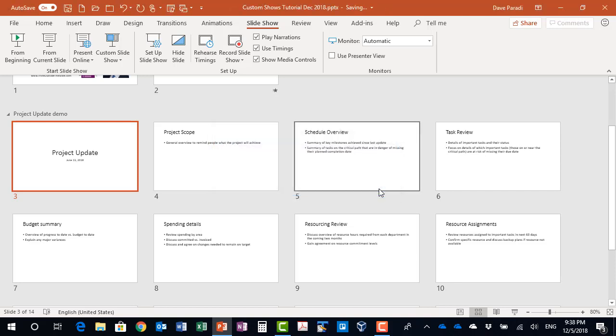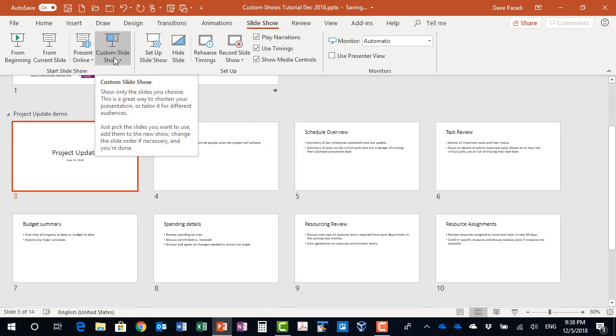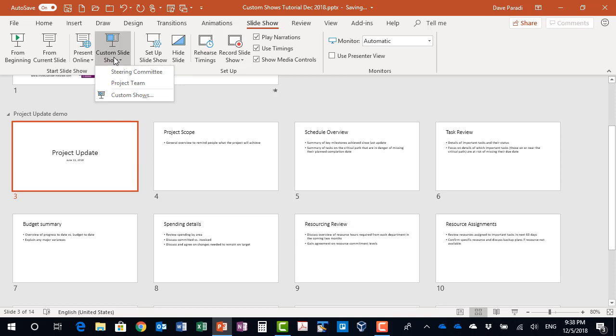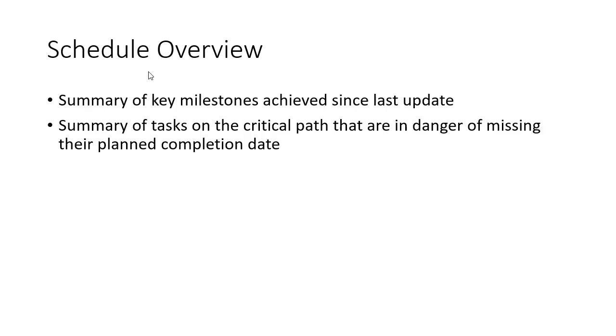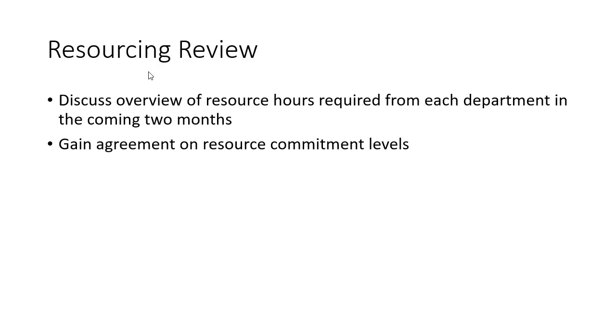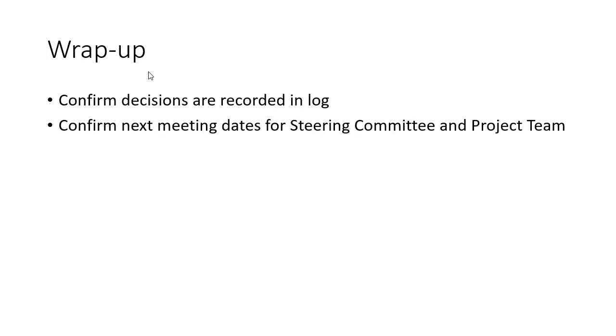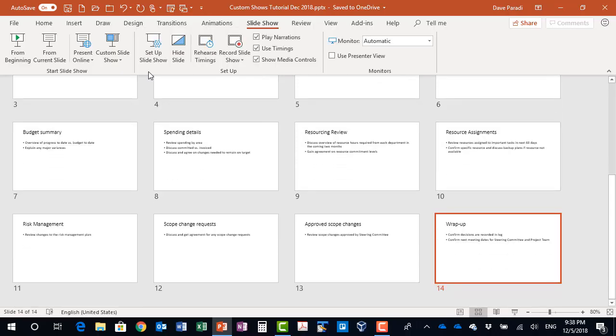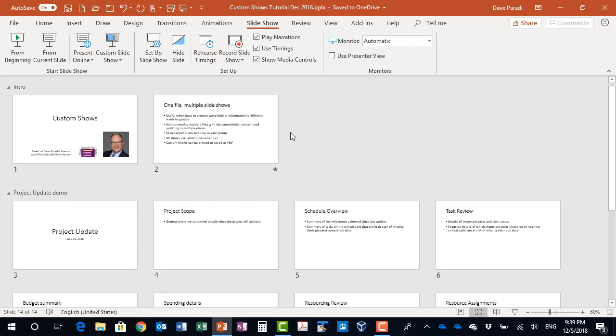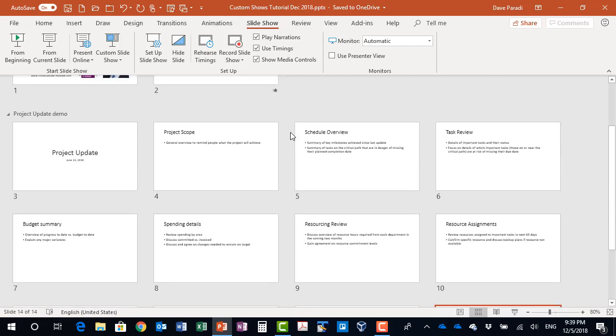Now that we've defined these slideshows, under the Custom Slideshow button on the Slideshow ribbon, we now see our two slideshows listed. So for example, if we wanted to select the steering committee, we click on that, and we start to see the slides just applicable to the steering committee. The overviews, the summaries, a review of the resourcing, risk management, what we're asking them, scope changes, and then the wrap-up. And then it's done. So the slideshow that we've presented contained only those slides that we defined were going to be applicable to the steering committee.